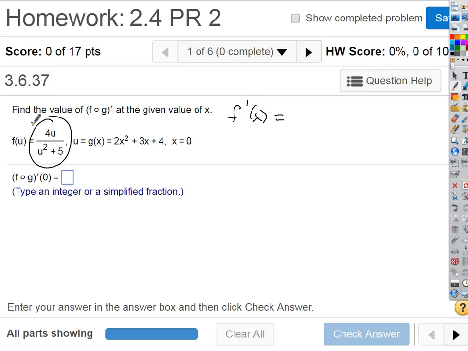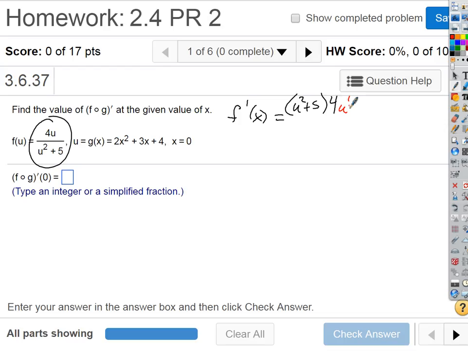So what are we going to get back from the quotient rule? Low d high minus high d low over low squared. Okay, so that gives us low d high, which is what? u squared plus 5 times 4. See what I'm saying? We get 4. Yeah, you're right, we get 4. But the 4 is times a u prime.